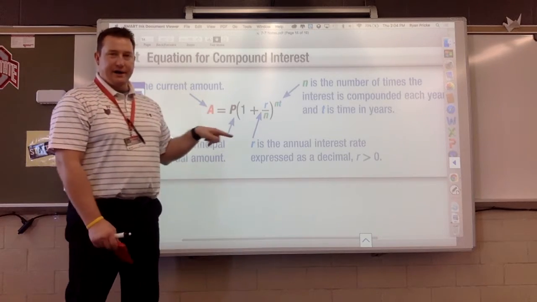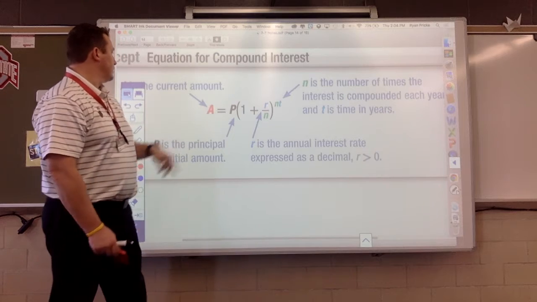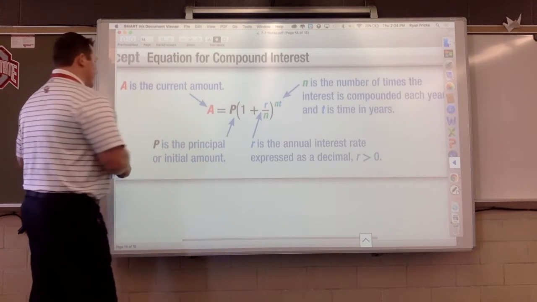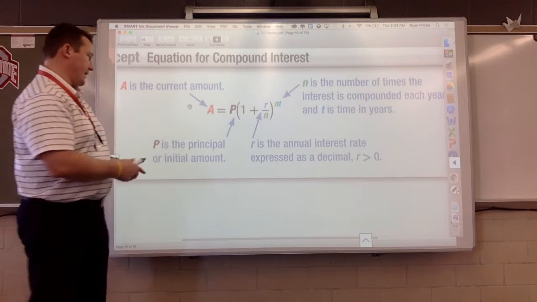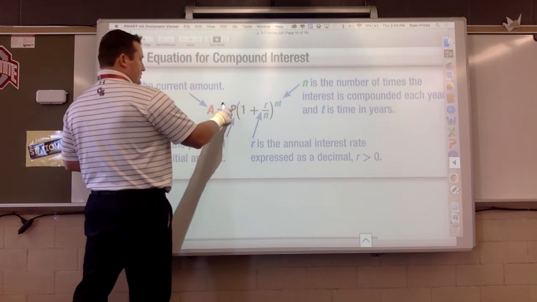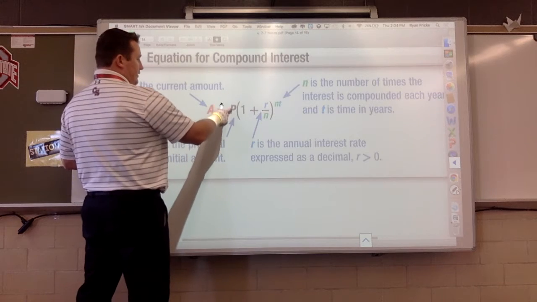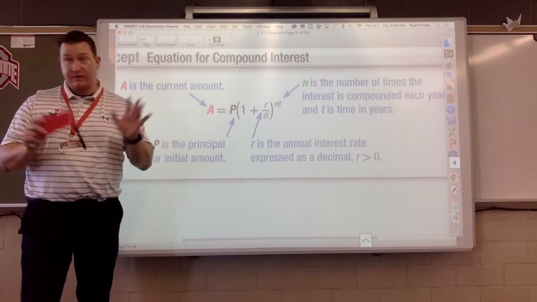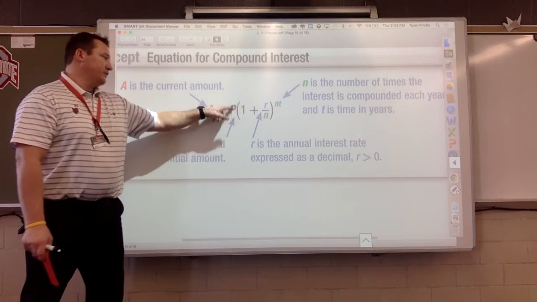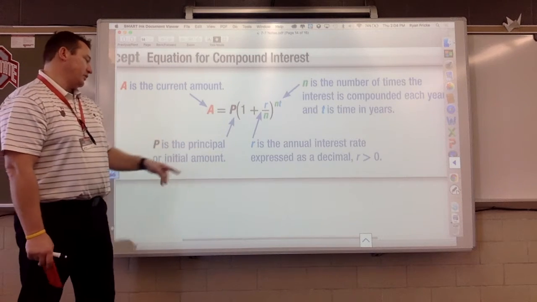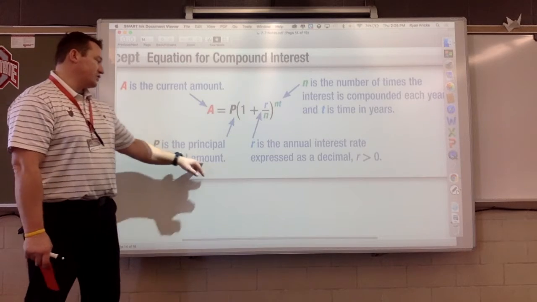Now, again, we had a y here. Here they're putting an A. Okay, what are they saying A is? A is the current amount, okay? Equals, okay, so this used to be a y. This used to be an A here. Okay, so this is definitely different. So A is the current amount. Equals P, they're calling this the principal. P is the principal or initial amount.